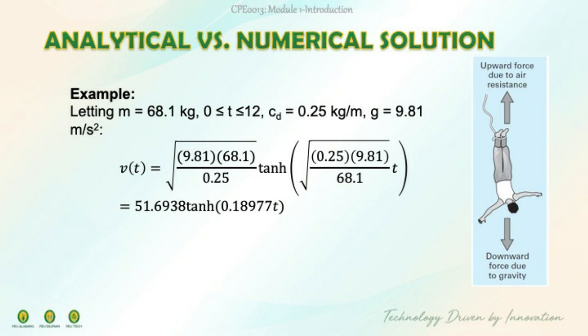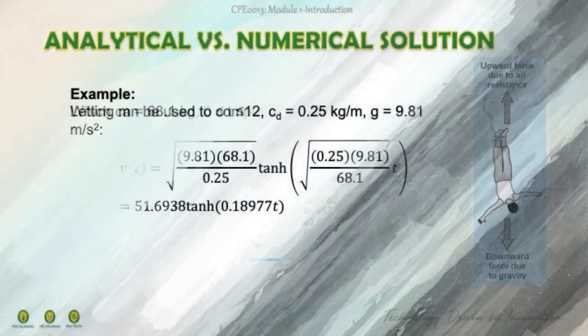The result, of course, is 51.6938 tangent hyperbolic of 0.18977 multiplied by t. Again, that equation can be used to compute velocity as indicated in the table.